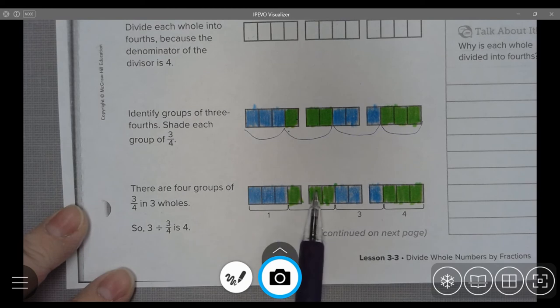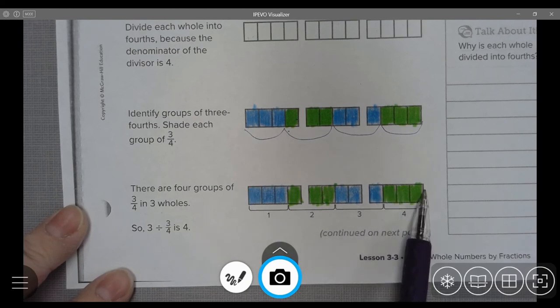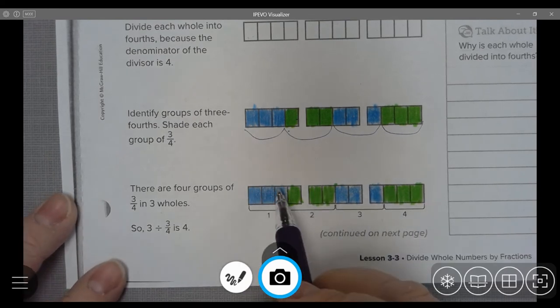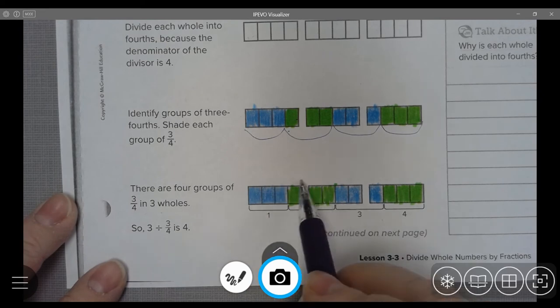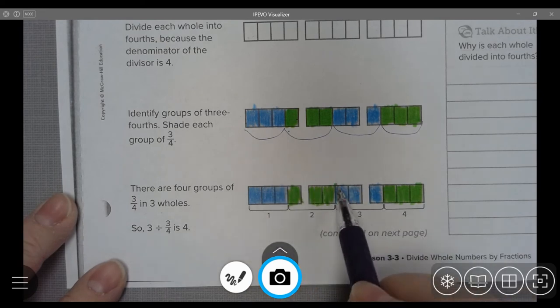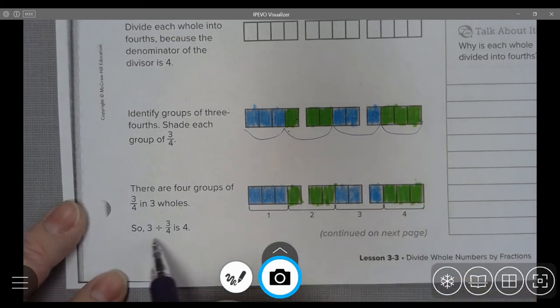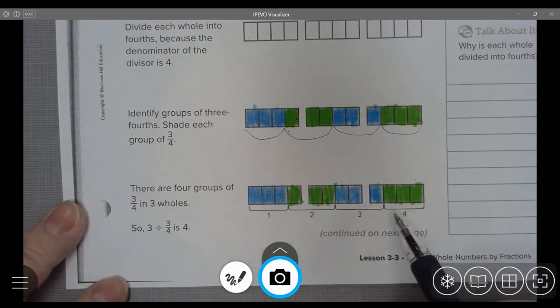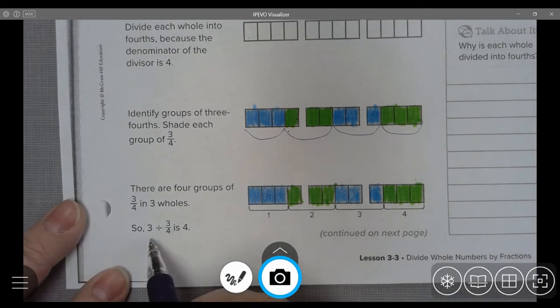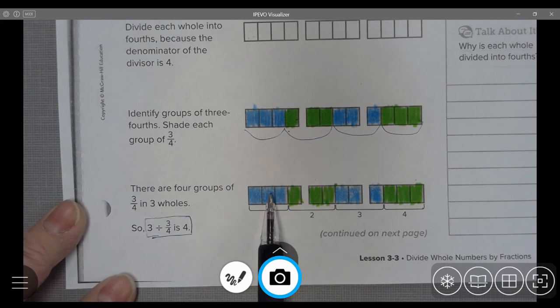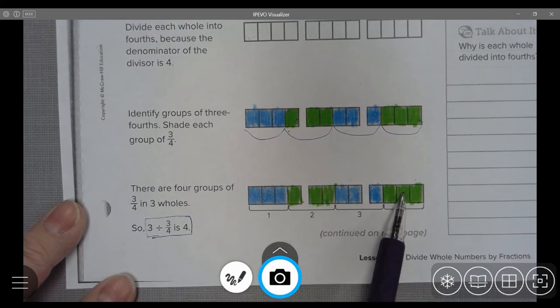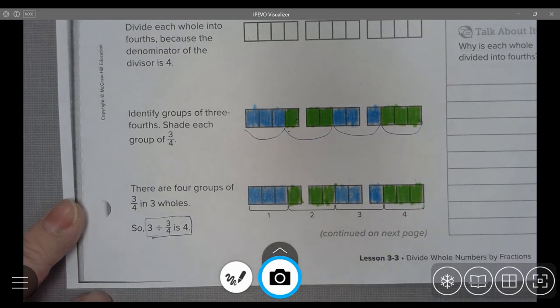So here's one hole, another hole, another hole. And what we're doing is we're saying, okay, here's 3/4, here's another group of 3/4, here's another group of 3/4, and a fourth group of 3/4. So that is one way to visually represent 3 divided by 3/4. And we would know that would be 1, 2, 3, 4 as our answer.